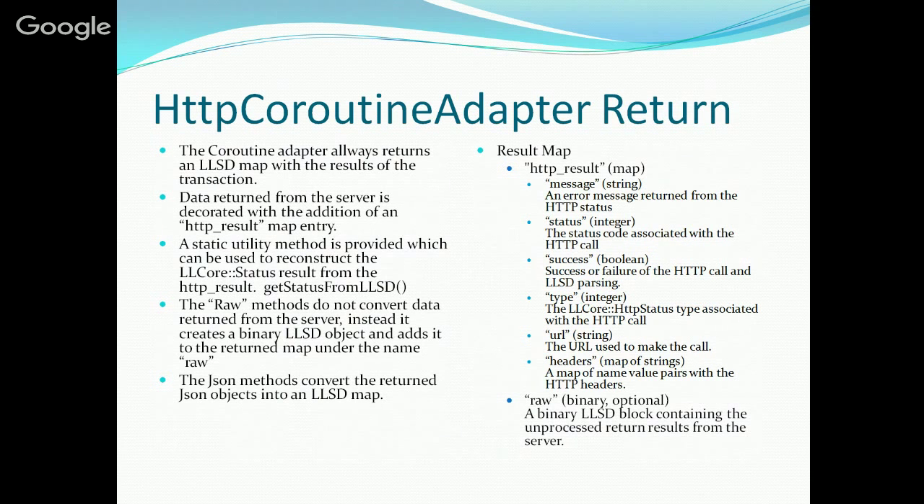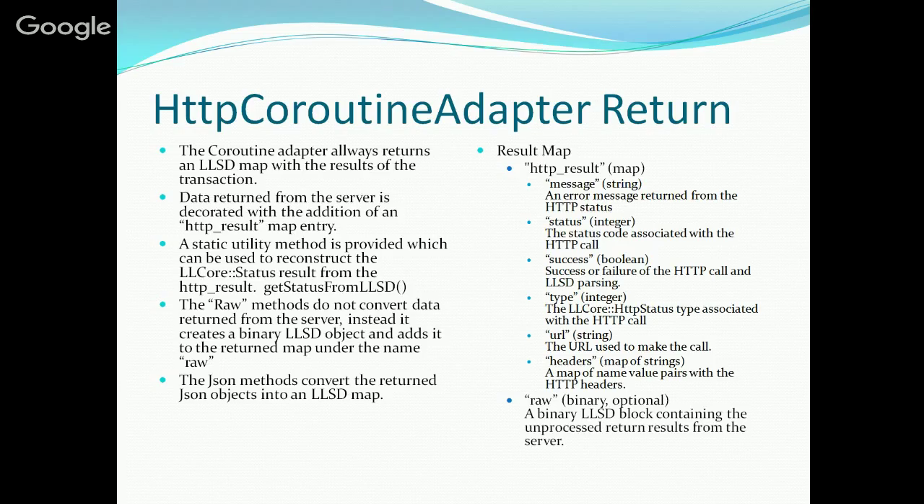Again, I want to just emphasize the coroutine adapter will always return LLSD. The LLSD map it returns will always be decorated with an HTTP underscore results, which is itself a map containing the status of what happened in the call. There is a static method that's provided that allows you to reconstruct the LL core status object from this, including any message that was attached from the returned LLSD.